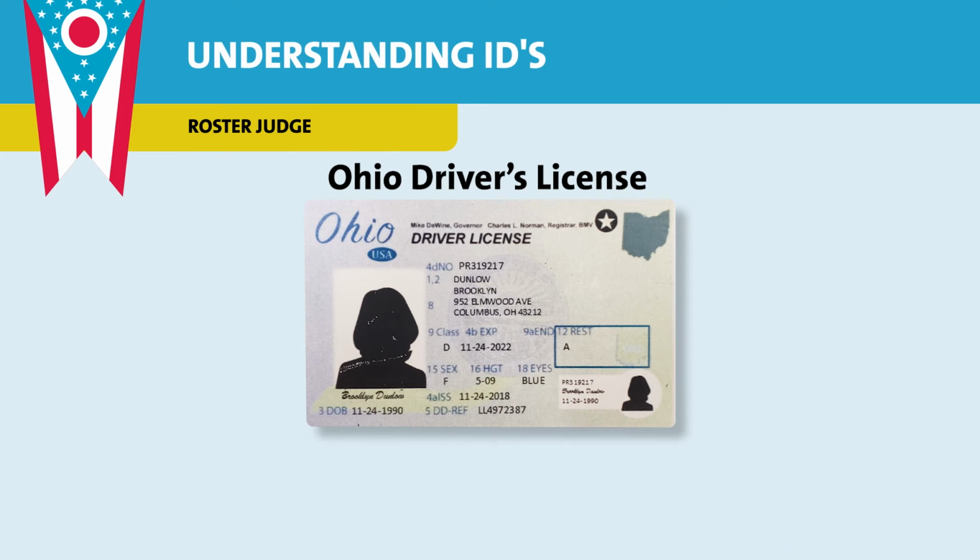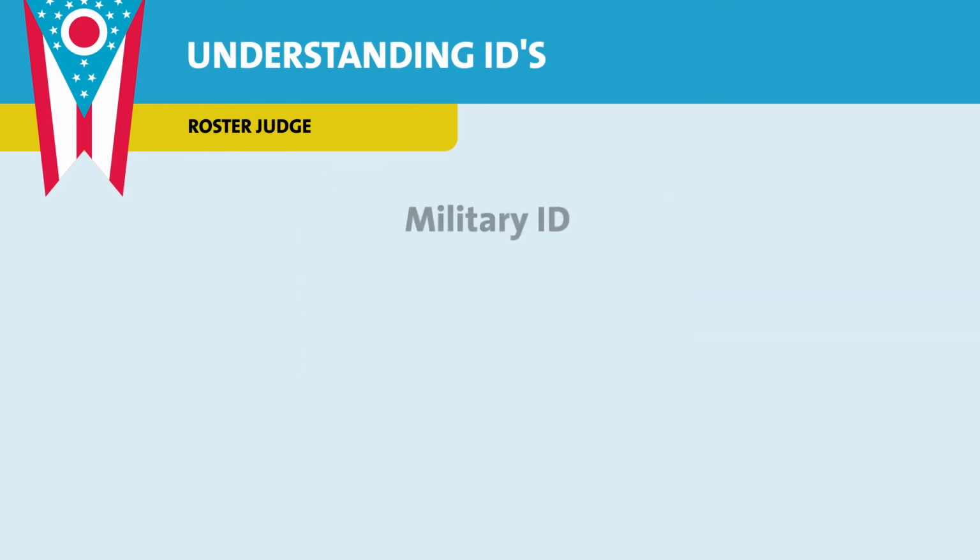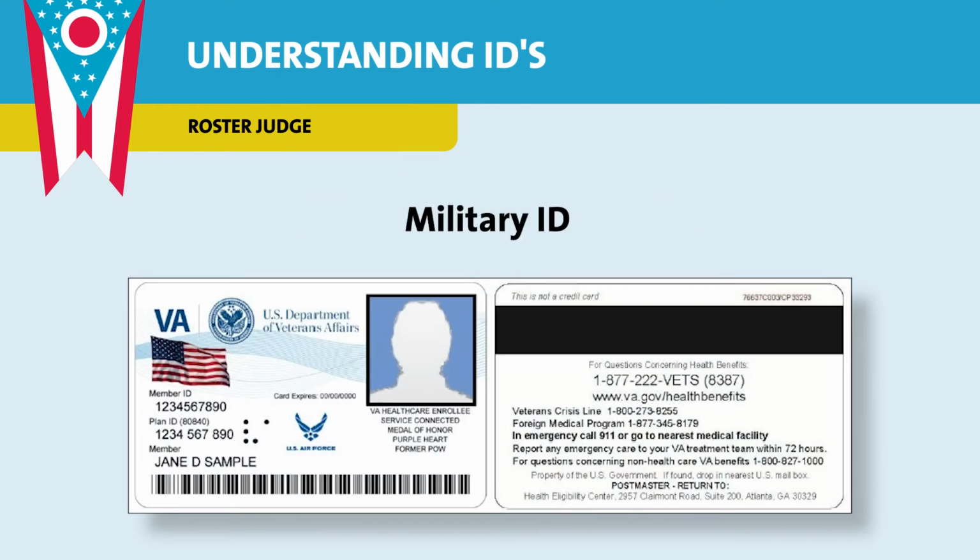The license also comes in a vertical orientation for voters under 21 years of age. We accept all military IDs. We do, however, ask that a precinct election official be allowed to determine that it is indeed a military ID card of the person who is presenting it.